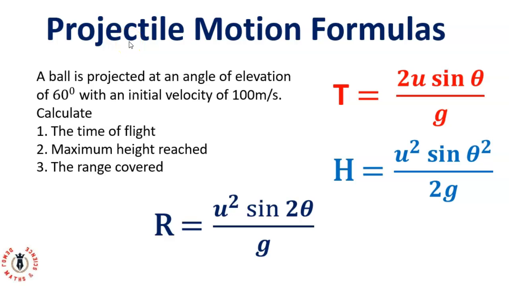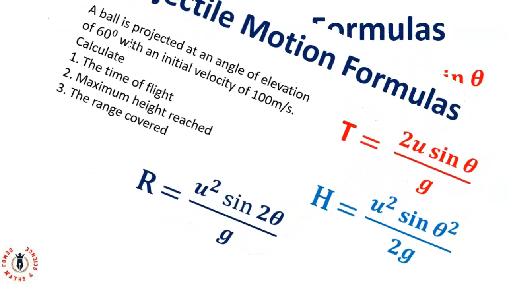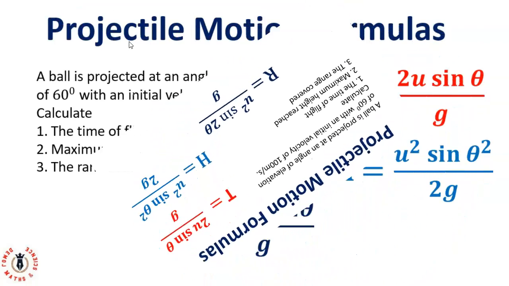In today's lesson, we'll be taking a look at projectile motion formulas. We'll see how to derive these formulas and also how to apply them. When an object is thrown upwards, it definitely forms a parabola. It forms a parabolic motion.